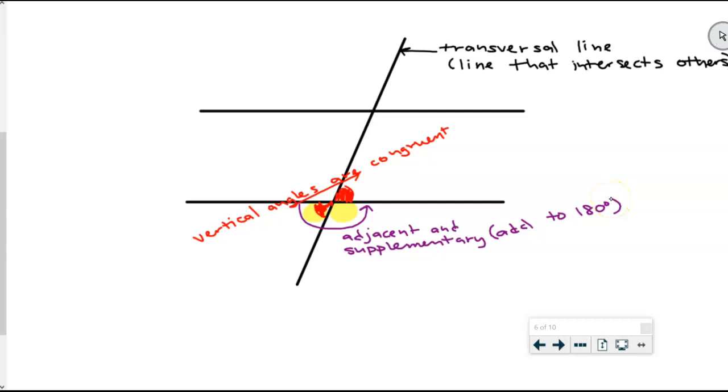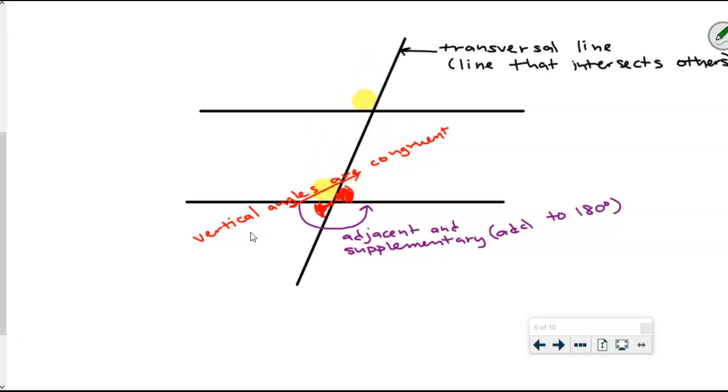Okay, new relationship. Let's see what you know. Moving the highlights around. I want to know this angle here that's highlighted and this angle here that's highlighted. Check in with your tables. What's that relationship? What is the relationship between these two highlighted angles?